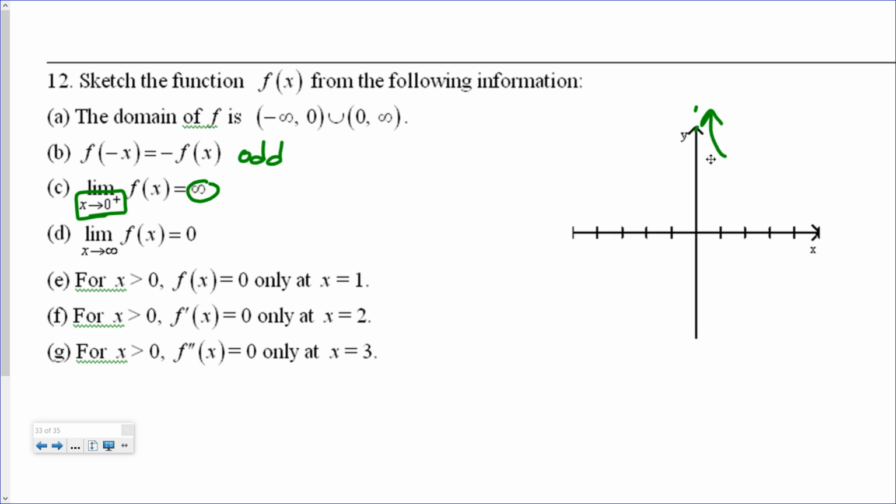And actually, we probably already know this now. Okay, this is going to be a vertical asymptote. I mean, it's going to approach infinity right there. This says for x is greater than 0. Oh, wait, I skipped D, sorry.